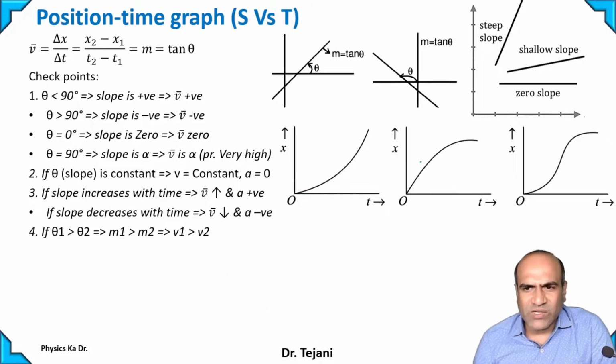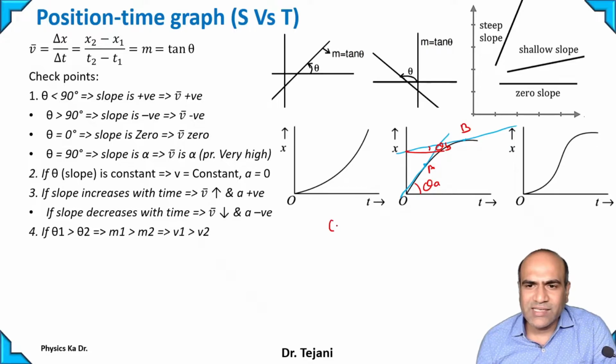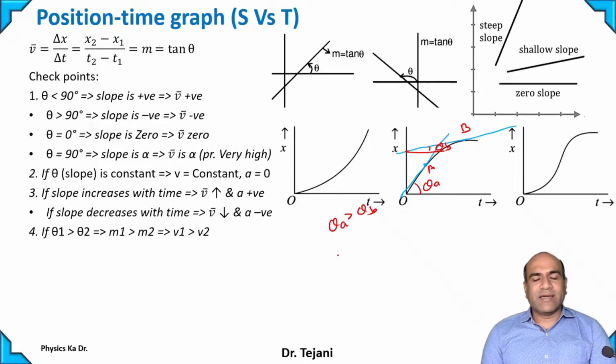Before that, let's also take one more example. If I want to have a tangent, you can take a tangent here and another tangent here. Let's take this as point A and this is theta A, and this is point B, and I can take a parallel line. This is theta B. Can I say theta A is greater than theta B? That means the angle decreases. We can have this case.